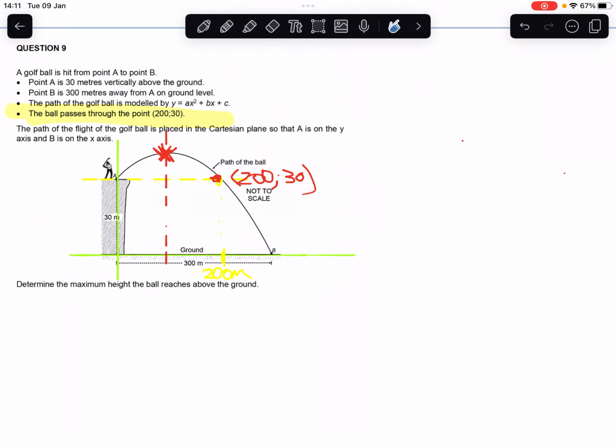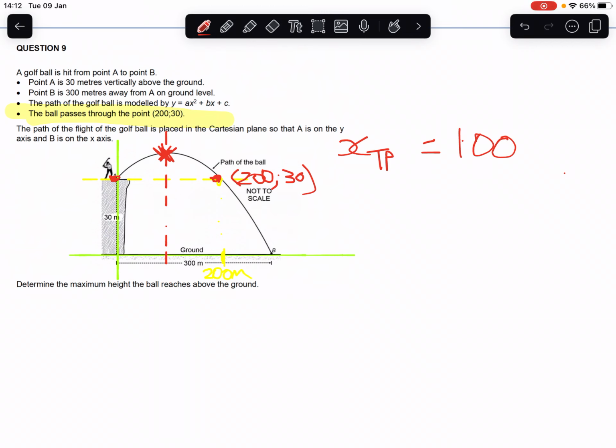Right, then we know that its x-coordinate is directly halfway between the x-coordinate of A, which is 0, and the x-coordinate of this guy, which is 200, because they're on the same horizontal line. And so what is halfway between 0 and 200? Well, it is 100, right? You either just know that intuitively, or you could find the average between 0 and 200: 0 plus 200 divided by 2, which would give you 100. So we now know that the turning point happens when the ball is 100 meters away from point A.